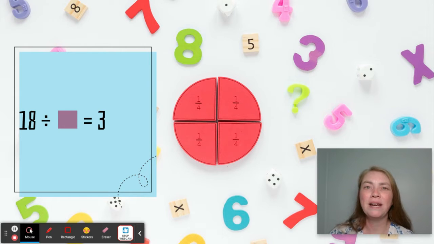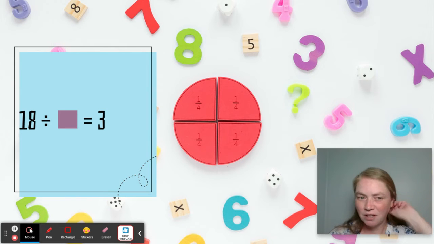18 divided by what number would be equal to 3? Give you a little extra time for today. 18 divided by 6 would be 3. 6 plus 6 is 12. 12 plus 6 is 18. So that's 3 times 6 is equal to 18. So you need to use your multiplication/division hat to solve these problems.